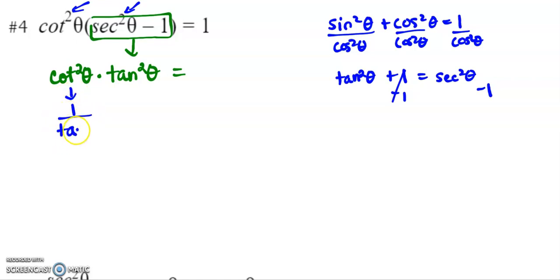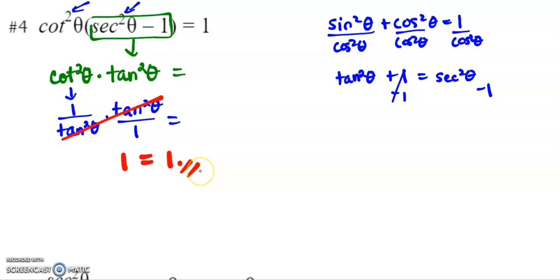So I'm going to change it. Really, it doesn't matter all that much. You just got to change one of them so that it very clearly is evident that those tangents cancel out and we are left with 1. And 1, as it does, equals 1. Ta-da!